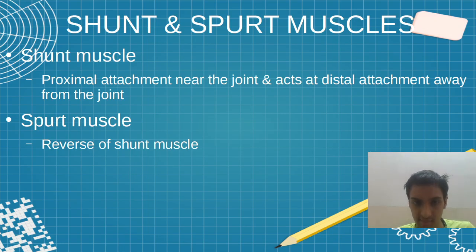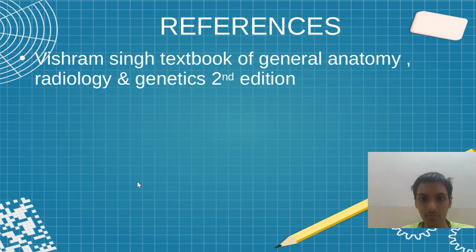Just remember what I am saying: it is the muscle which has an insertion point proximal to the joint and acts from a distal attachment. Exactly opposite is your spurt muscle. That's all. These are the references from where we took the pictures.